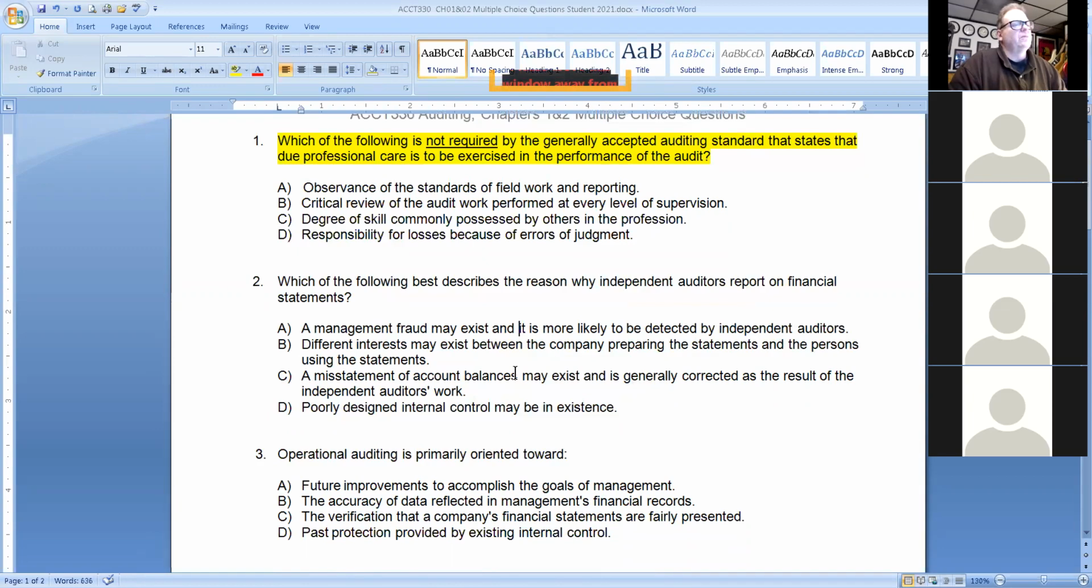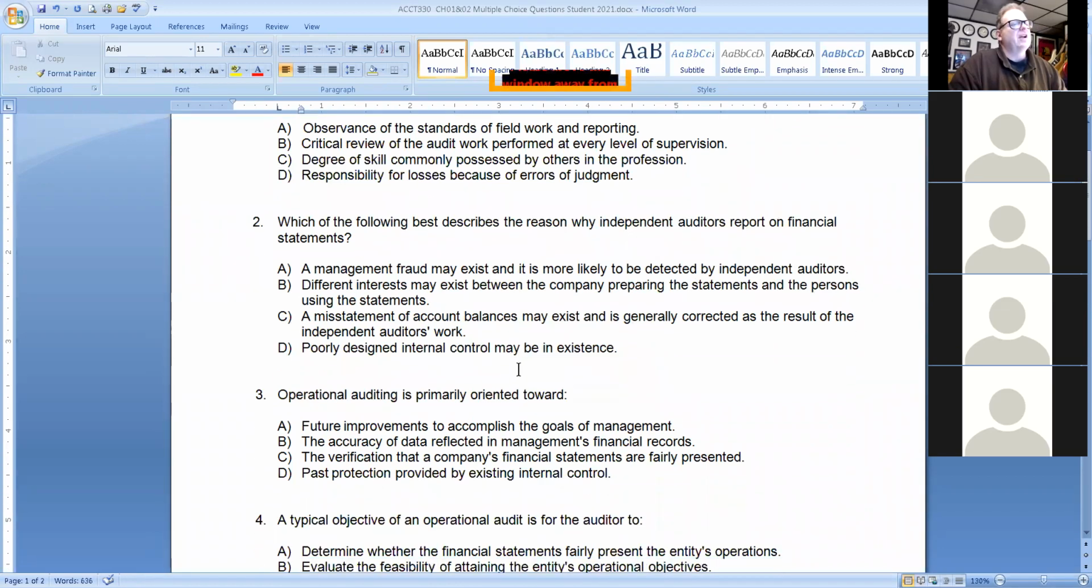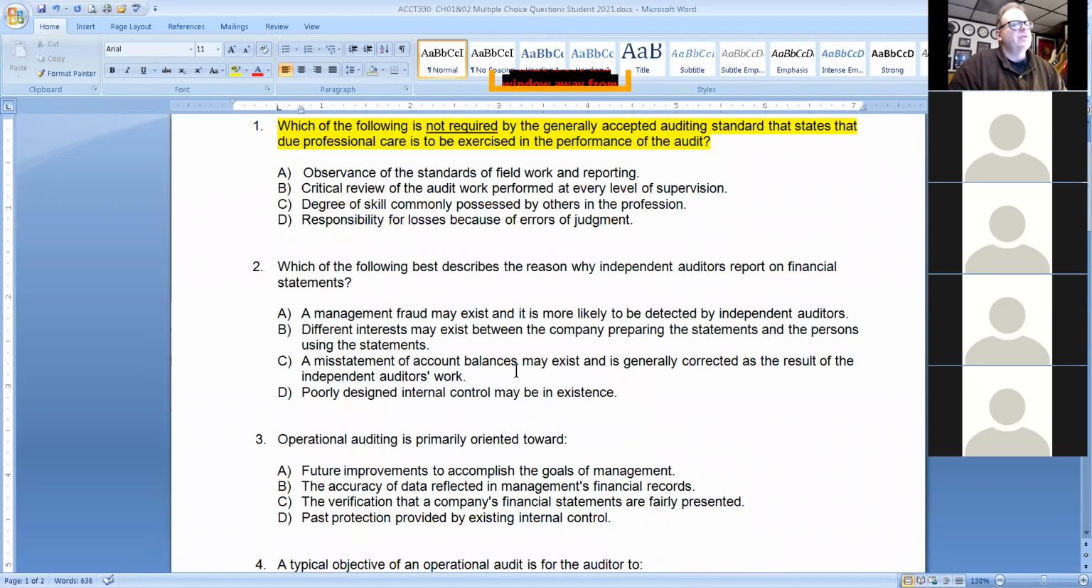Okay. Which of the following best describes the reason why independent auditors report on the financial statements? This is a tricky one.